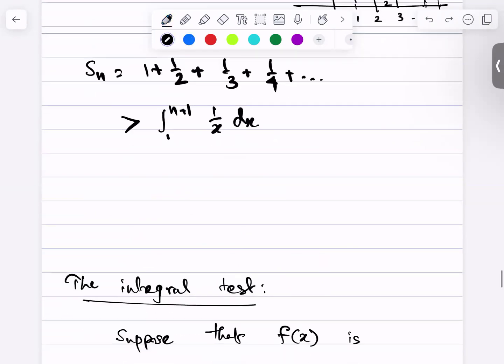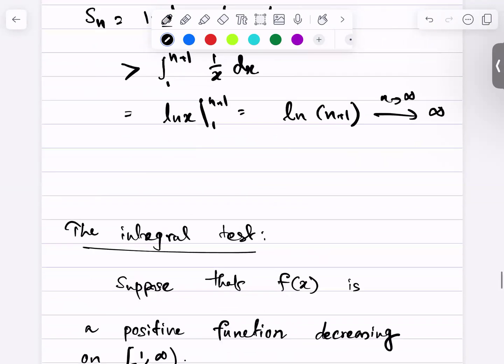And now if I evaluate the integration, this is ln x from 1 to n plus 1, which is just ln(n plus 1). And this again goes to infinity as n tends to infinity. So therefore, the sum of 1 over n diverges.